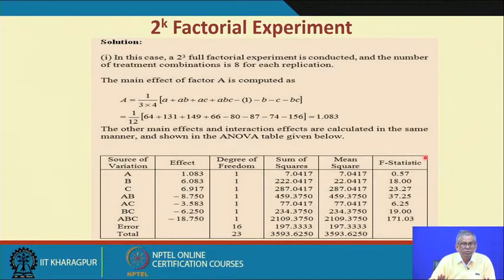Next, how to respond to question number 1. In this case, a 2 to the power 3 factorial experiment is conducted, and the number of treatment combinations is 8 for each replication. This we have already elaborated. So you calculate the main effect; we have already explained which formula you need to use. The main effect of A you compute as 1.083. The other main effects and the interaction effects are calculated in the same manner. We have already given you the formulations, so apply those and then create the ANOVA table like this.